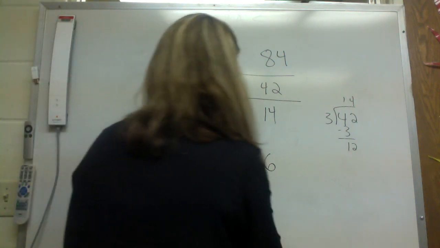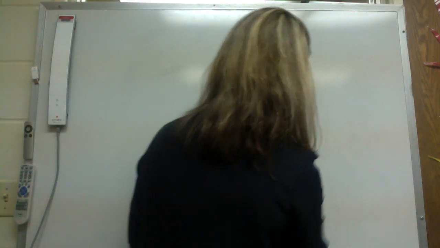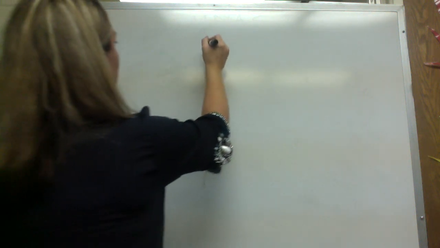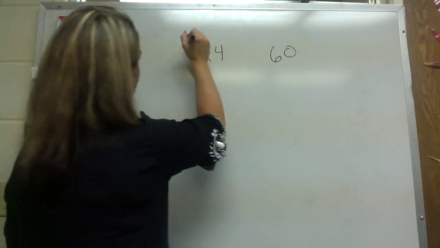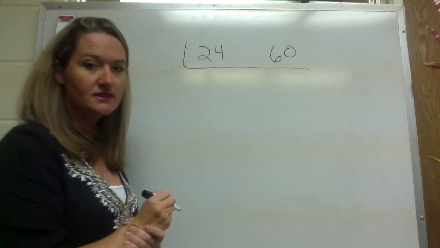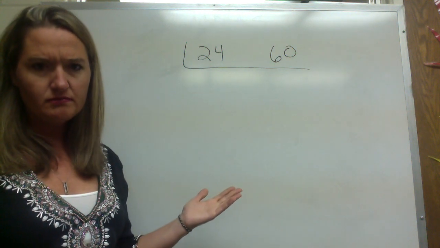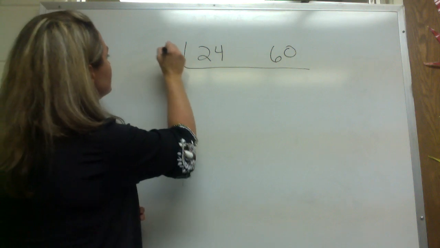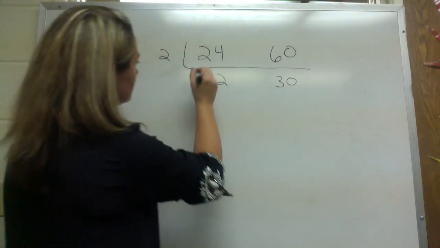Okay, let's try that one more time. Let's do 24 and 60. Upside down division sign. Right off the bat, looking at them, what should I start with? The 2. Yep, 2. So now we're at 12 and now we're at 30.